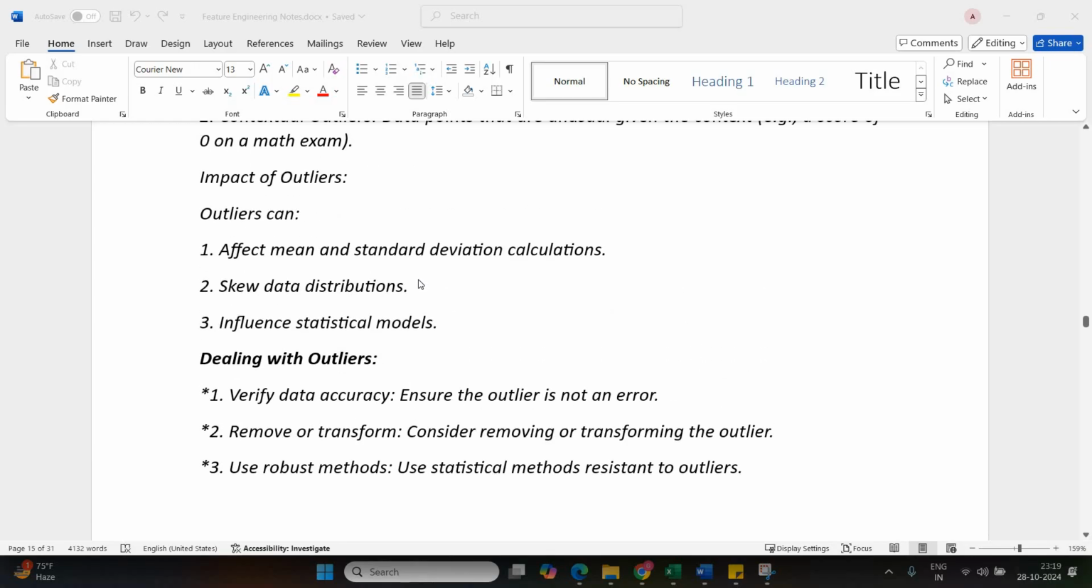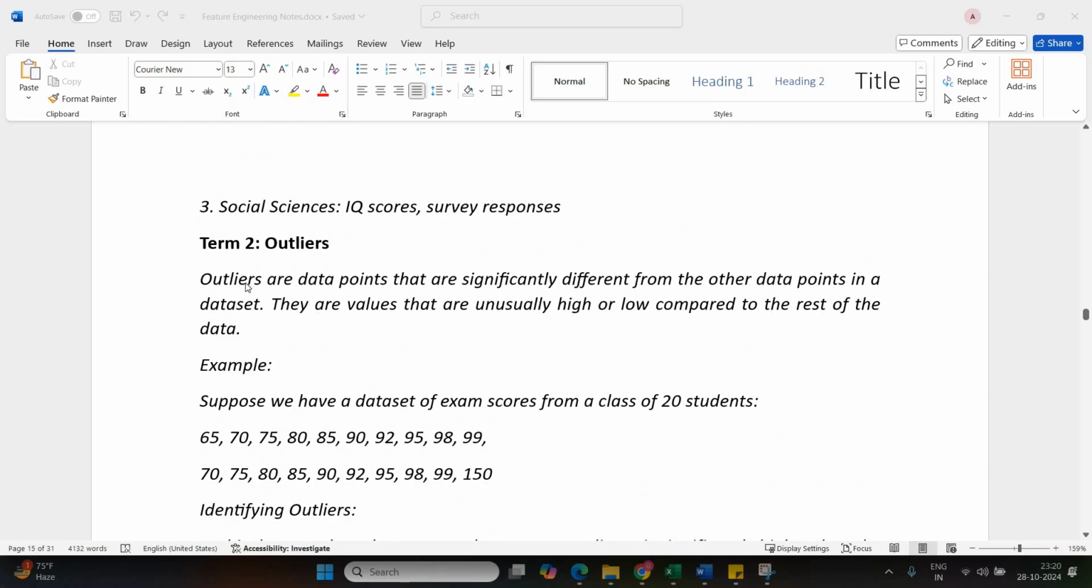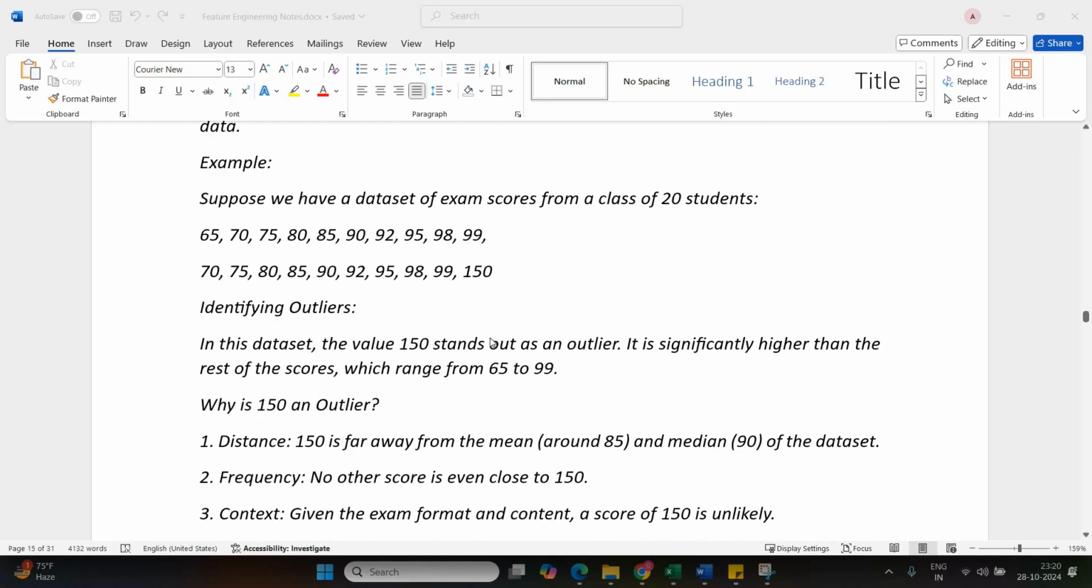So let us remind ourselves again what outliers are. If we define outliers, they are the set of data points that are significantly different from the other data points in a data set. They are values that are unusually high or low compared to the rest of the data. So any data point which is very unusual, very high or very low compared to the other data points in that set, is known as an outlier, right?